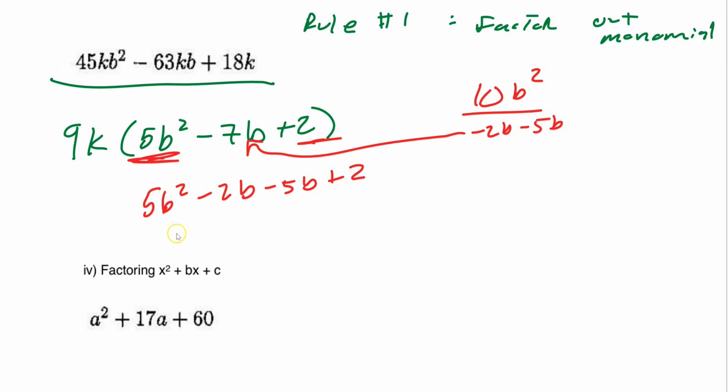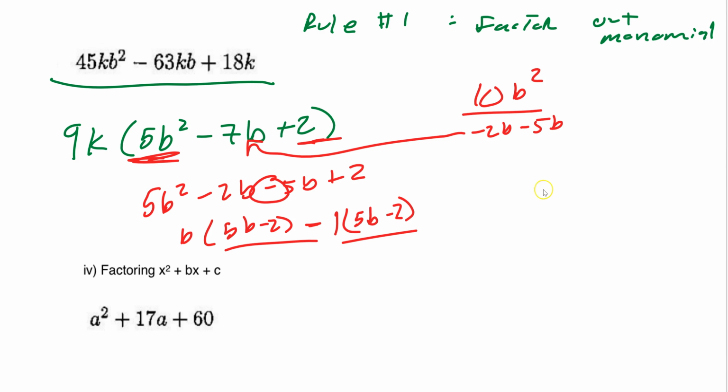Factor out what they have in common. These have a b in common, so I get 5b minus 2. Bring down the middle sign. They have nothing in common, so pull out a 1. Negative 5b minus the negative 1 is 5b, and then 2 divided by negative 1 is a negative 2. Hey, these match. And you get 5b minus 2, b minus 1. And don't forget about the 9k on the outside.